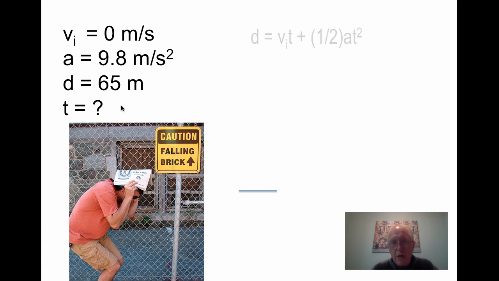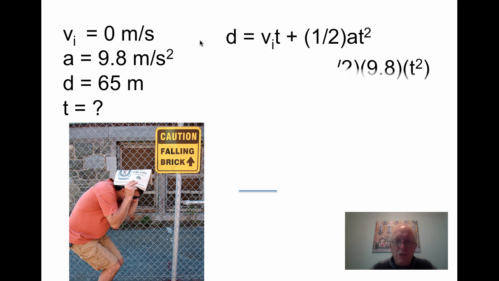We're looking for the time. Again, this is a good equation because we have the distance, we have the initial velocity, and we have the acceleration. We only have one unknown. And since the initial velocity is 0, that's awful nice because this is going to drop off. This time I've put in the distance and the 1/2 9.8.